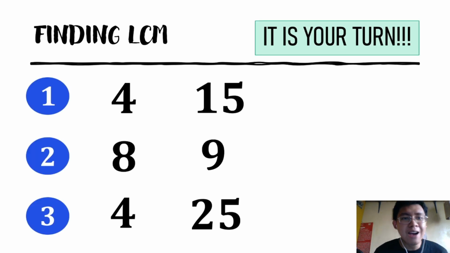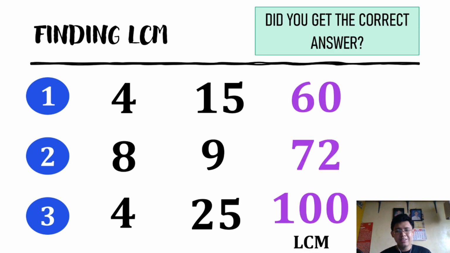Okay, now it's your turn to try. You have 3 items. You need to find the least common multiple. Try natin. Again, if you need more time to answer, pause the video. Okay, ayan. So, let's check our answers. Let's check your work. Did you get the correct answer?